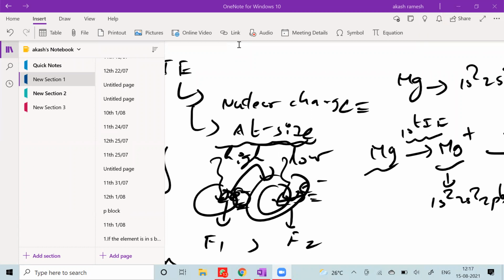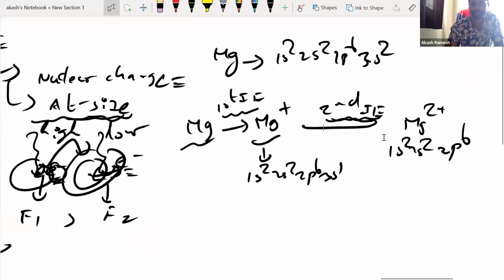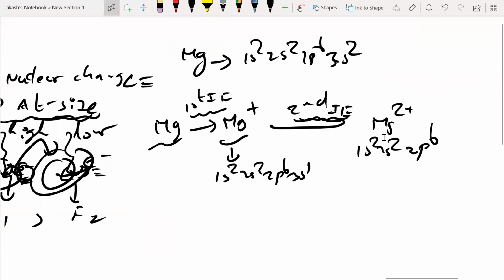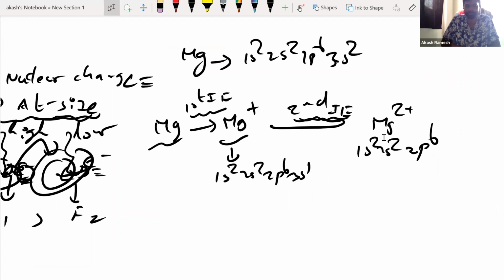Sir, so when Mg plus means there's only 11 electrons and 12 protons. Okay. So the 12 protons can easily attract 11 electrons than 12 electrons. Absolutely, absolutely. Right, that's it. So the electrons will be more closer to the protons and the nuclear charge will be more. Absolutely, absolutely. Excellent point. So I think Raghav, you got your point, right?